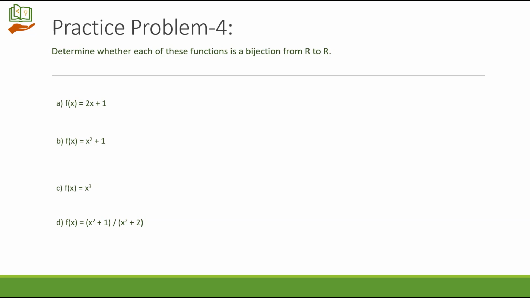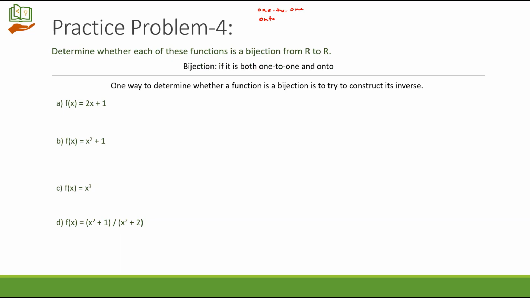Next problem. Determine whether each of these functions is a bijection from R to R. What is a bijection? You have to check for one-to-one correspondence. It means you have to check for one-to-one as well as onto properties. One way to determine whether a function is a bijection is to try to construct its inverse. If we can get the inverse of this particular function, then we can say it has one-to-one correspondence.